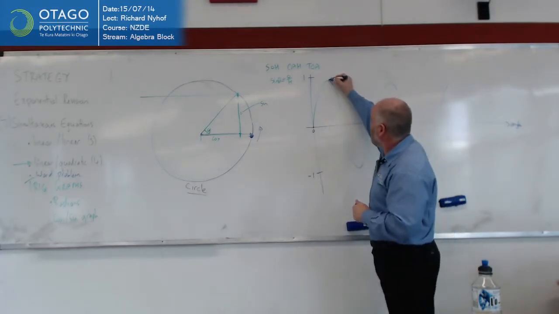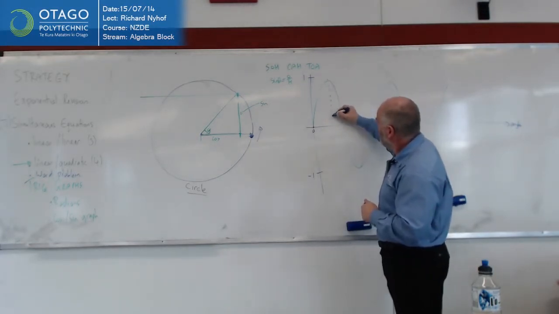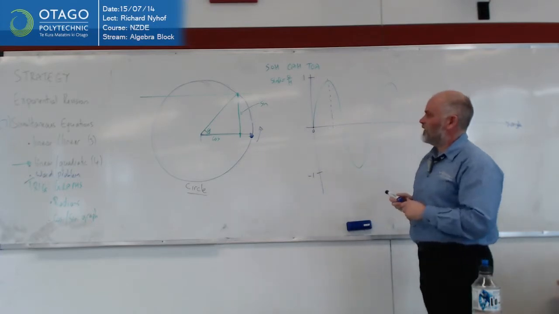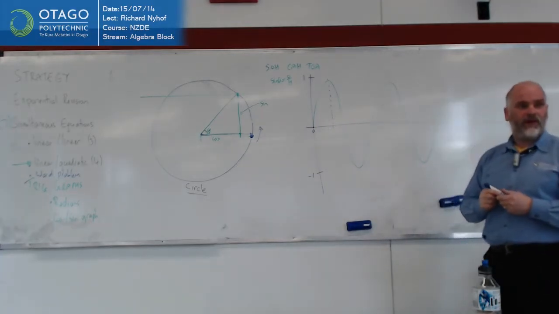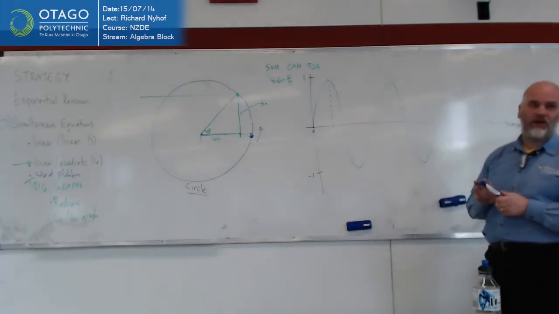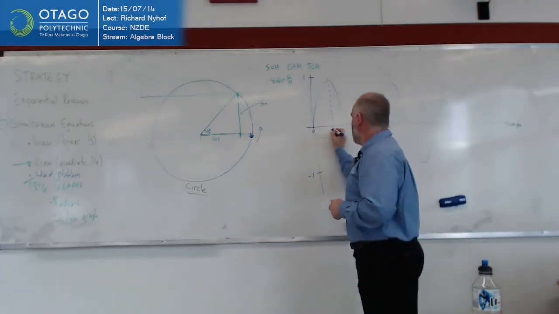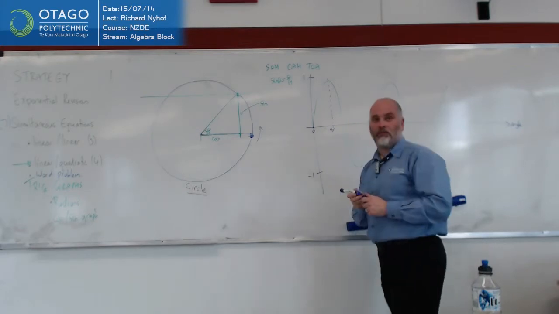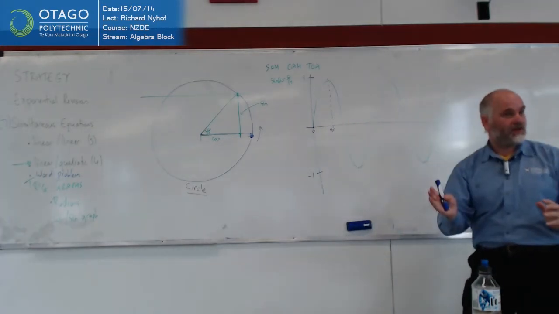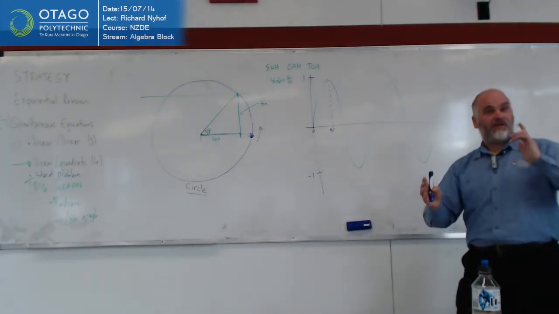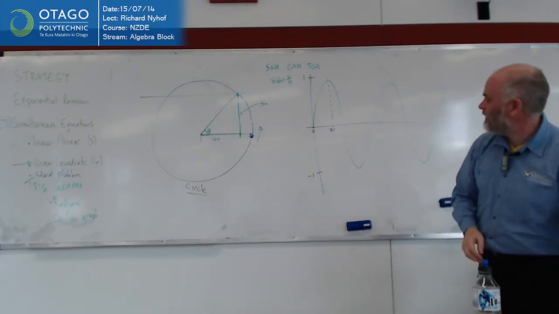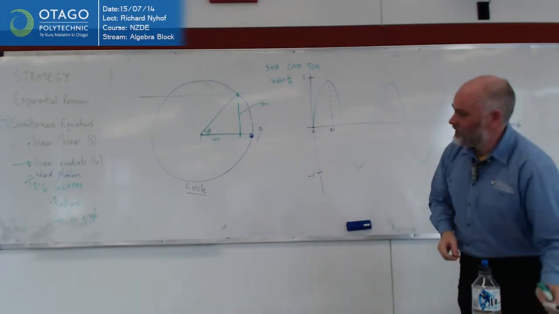This point here, what's the angle at that point? How far have I gone along before I get to that height? 90 degrees? Good. Or those of you that have caught up with the play will tell me that that is half pi radians. Awesome, well done. Okay, so pi over 2 radians.